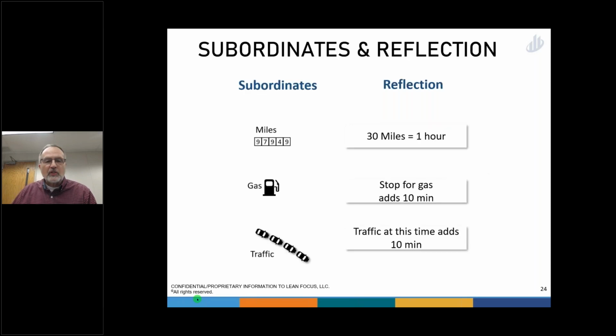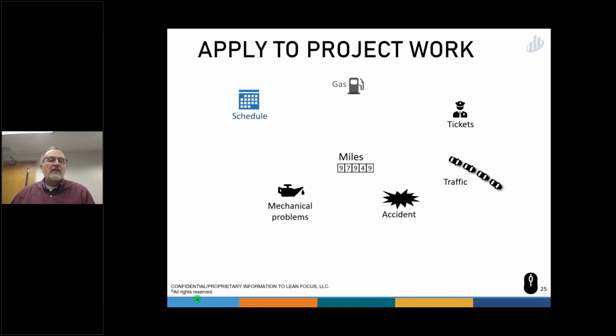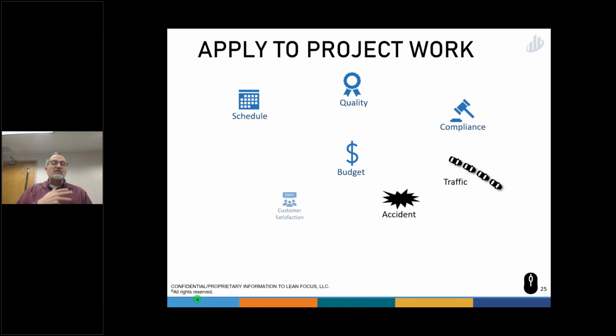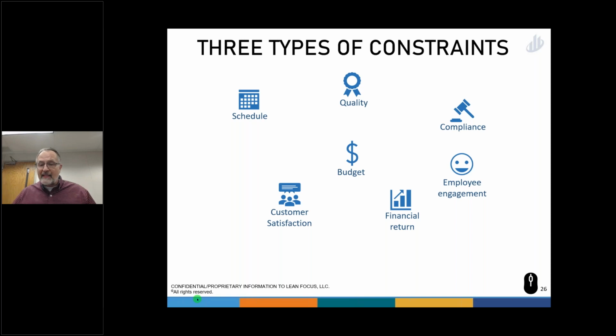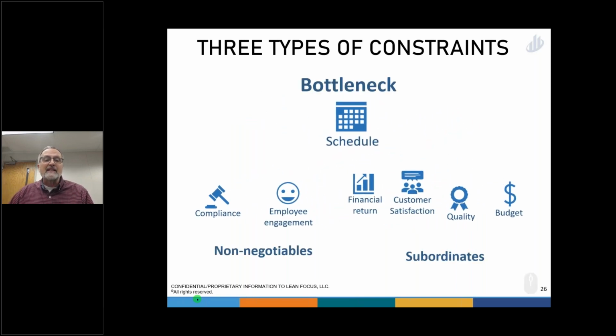Well, in project work, we also have multiple constraints. So think of it, we think about schedule, the quality of the work, compliance to rules, our whole budget, our customers liking it, financial return, and, you know, am I making people crazy? Is my engagement so bad people are leaving? And we can divide those up the same way. We can think about them as a bottleneck, and Goldratt told us that in projects, schedule is almost always the bottleneck. And then we can have non-negotiables, which I say are compliance. What I mean by that is we're not going to be non-compliant to a rule and see how it works out. We know how it works out. We're not going to violate that.